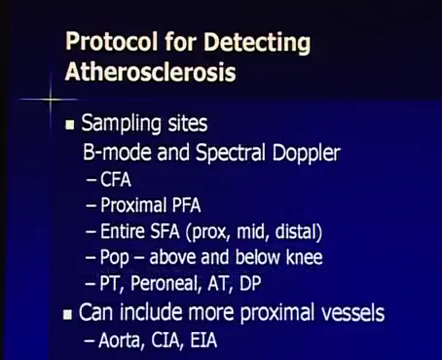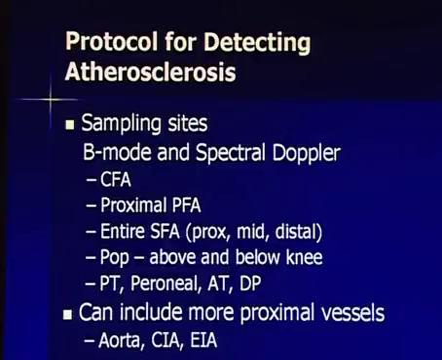In terms of sampling sites, most folks begin at the common femoral artery, obtaining both B-mode grayscale images and spectral Doppler, in addition to color flow images as well. Some departments choose to scan further central to the common femoral artery and include the external iliac artery, common iliac artery, and aorta. The evaluation of these vessels will be discussed in another presentation. Today we're going to focus on everything below the inguinal ligament.